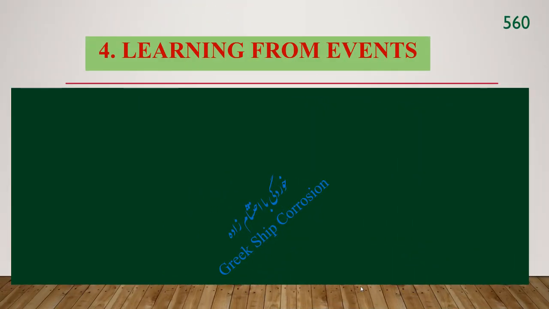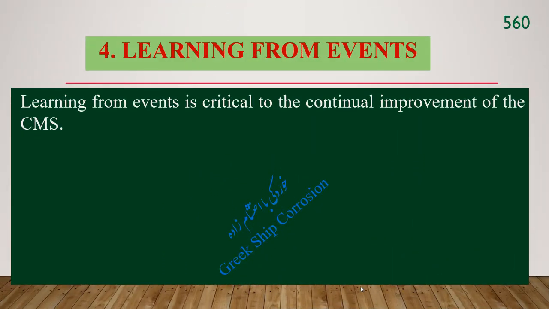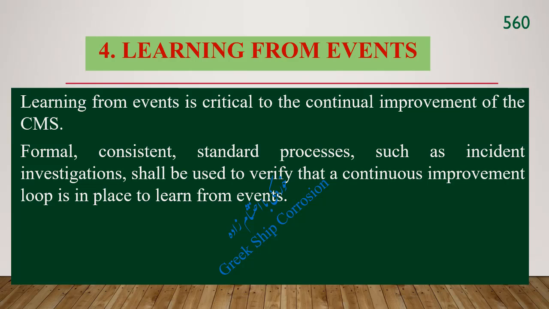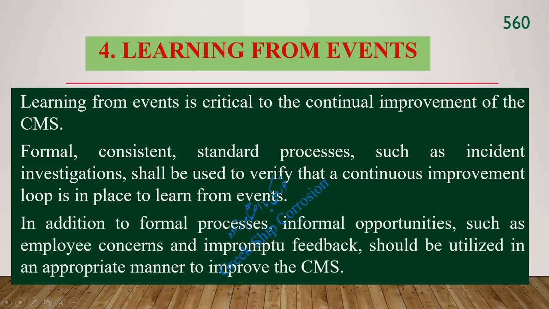4. Learning from events. Learning from events is critical to the continual improvement of the CMS. Formal, consistent, standard processes such as incident investigations shall be used to verify that a continuous improvement loop is in place to learn from events. In addition to formal processes, informal opportunities such as employee concerns and impromptu feedback should be utilized in an appropriate manner to improve the CMS.